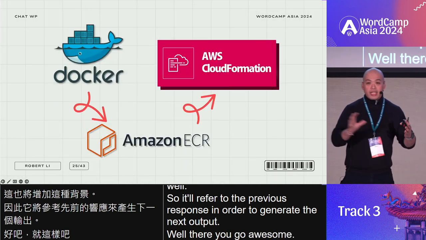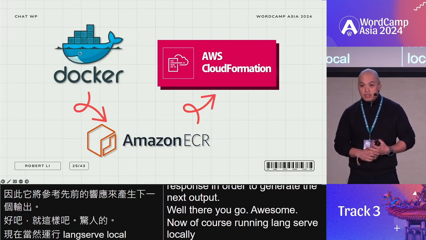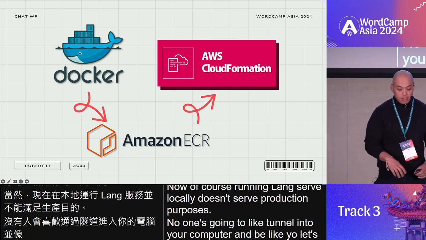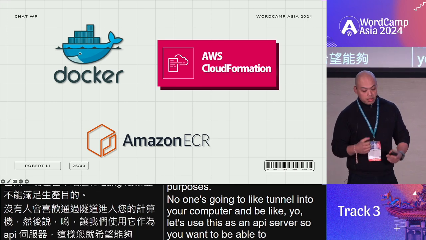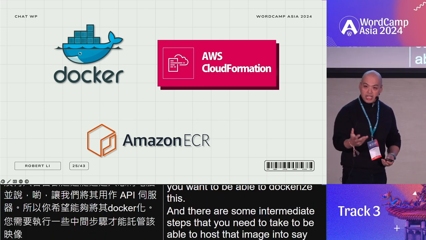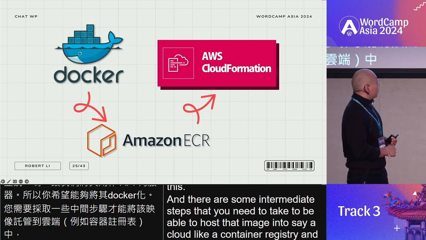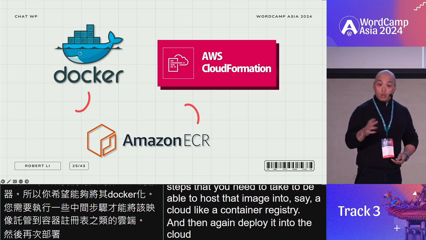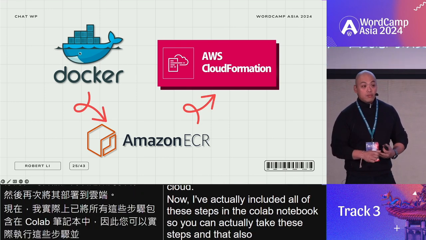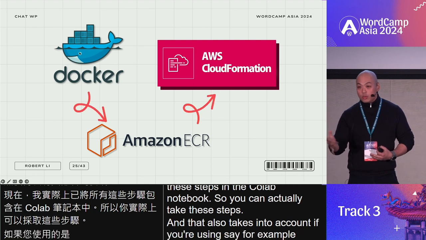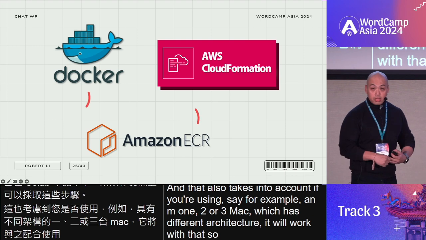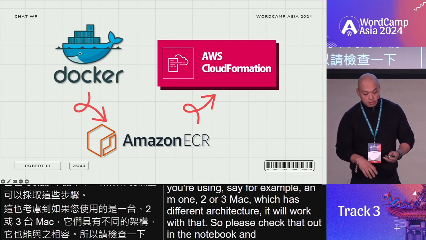Now, of course, running LangServe locally doesn't serve production purposes. No one's going to tunnel into your computer and say, let's use this as an API server. So you want to be able to Dockerize this, and there are some intermediate steps that you need to take to be able to host that image into, say, a cloud container registry, and then again, deploy it into the cloud. Now, I've actually included all of these steps in the Colab notebook, and that also takes into account if you're using, say, for example, an M1, 2, or 3 Mac, which has a different architecture, it will work with that. So please check that out in the notebook, and you can get your own API endpoint working.